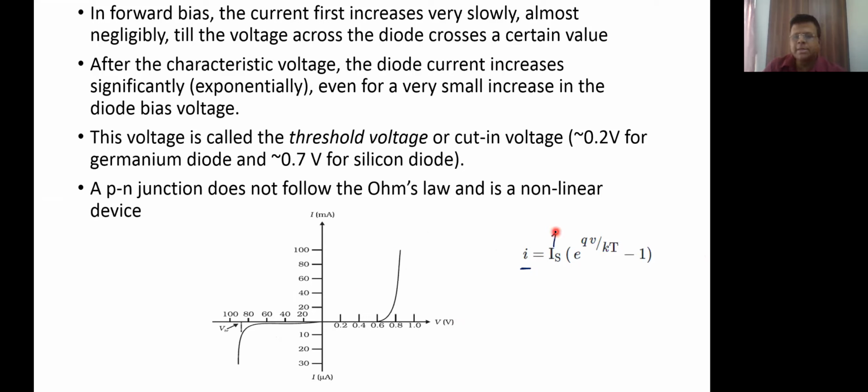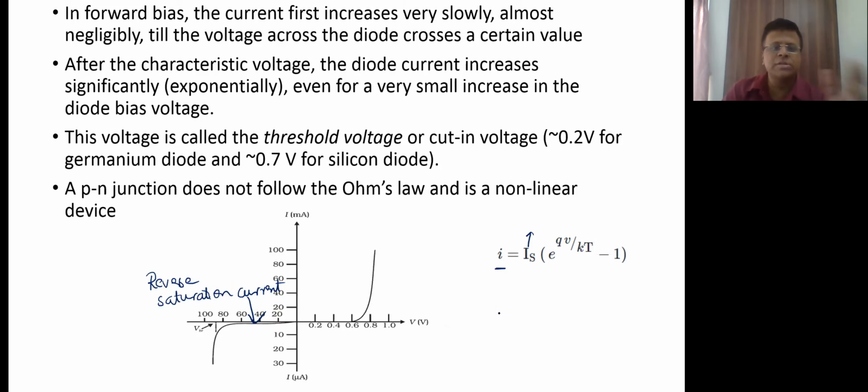So Is here stands for this current which you can see here in the reverse direction, which is constant. It has a very special name. It is called the reverse saturation current. The drift current which flows in your diode when it is reverse biased is called the reverse saturation current. The reason for calling it that is, first of all, it's a reverse current, and second, it's constant in magnitude, and that is why the word saturation is used. So Is stands for the reverse saturation current.